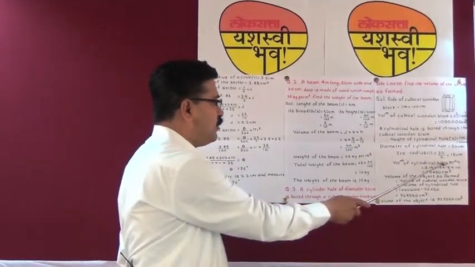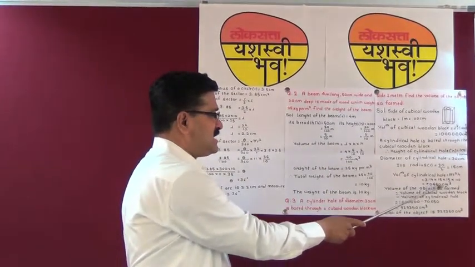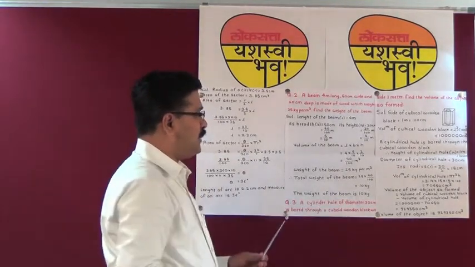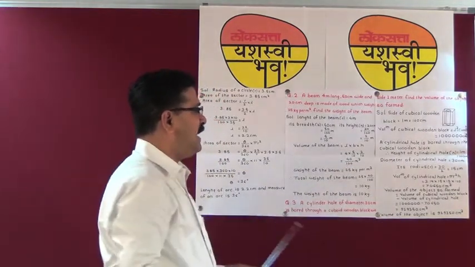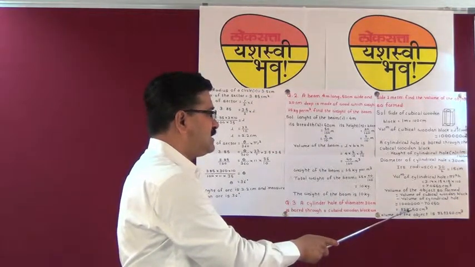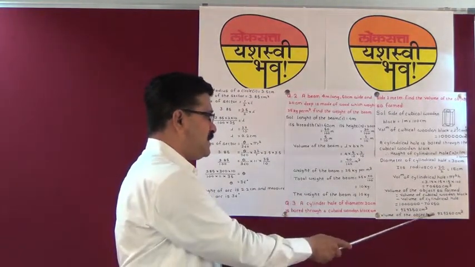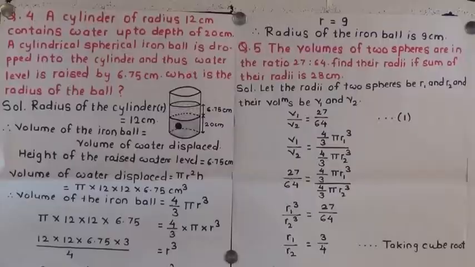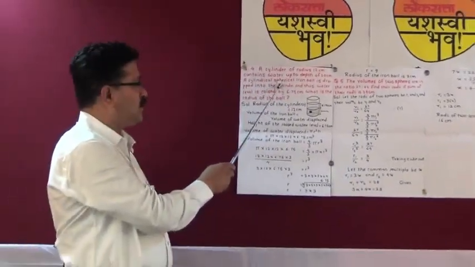So, volume of cylindrical hole is pi r square h, that comes out to be 70,650 cubic centimeter. So, volume of the object so formed is equal to volume of the cubical wooden block minus volume of cylindrical hole, and that comes out to be 9,29,350 cubic centimeter. So, volume of the object formed is 9,29,350 cubic centimeter.